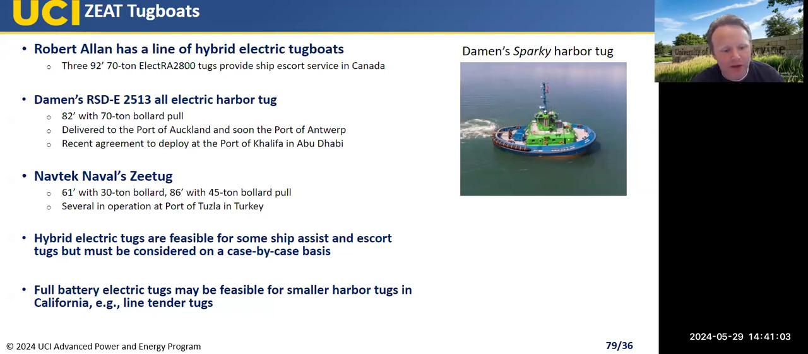And so these full battery electric tugs might be feasible for smaller tugs in California, like line tender tugs, which help with mooring and these types of things. The hybrid electric tugs, not like the E-Wolf. The E-Wolf is fully electric, but hybrid electric tugs can be feasible in some cases for ship assist and escort tugs, like the one that's being designed for the Port of LA. But again, there are certain tugs that are going to be difficult to convert based off their operational profiles. Next slide.